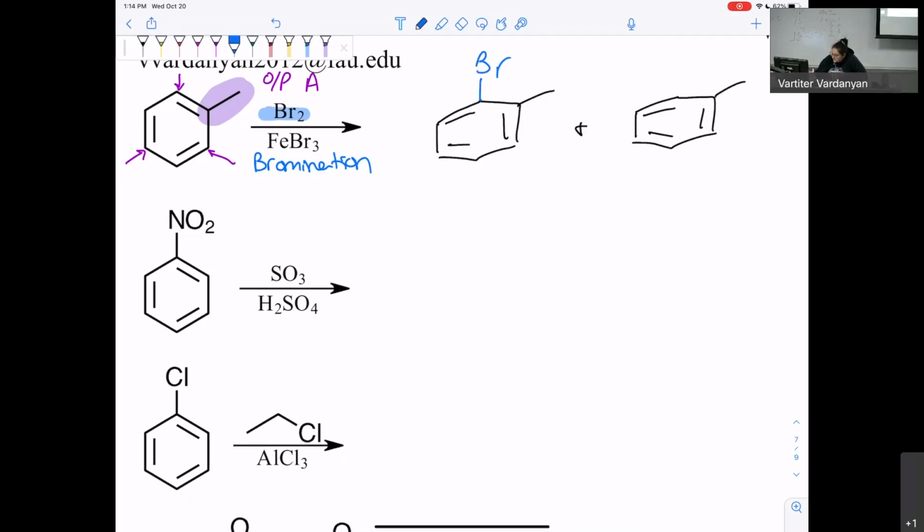Br. Br. And I will write underneath, just for the first couple, this is the ortho product and this is the para product. I did do it a little bit fast, but is there any question about how I did this? Yes.